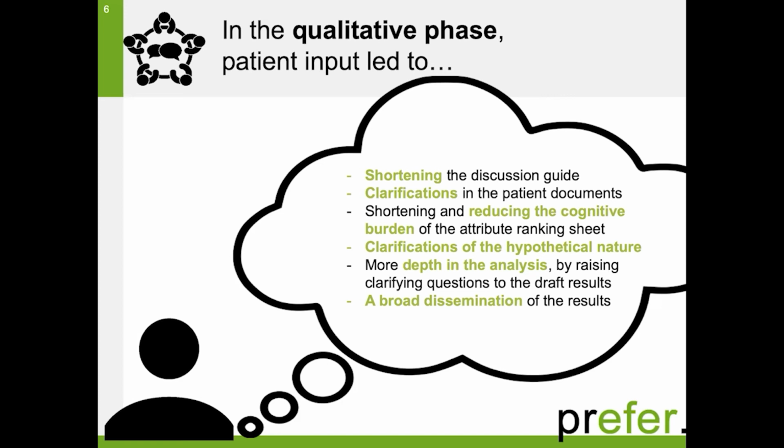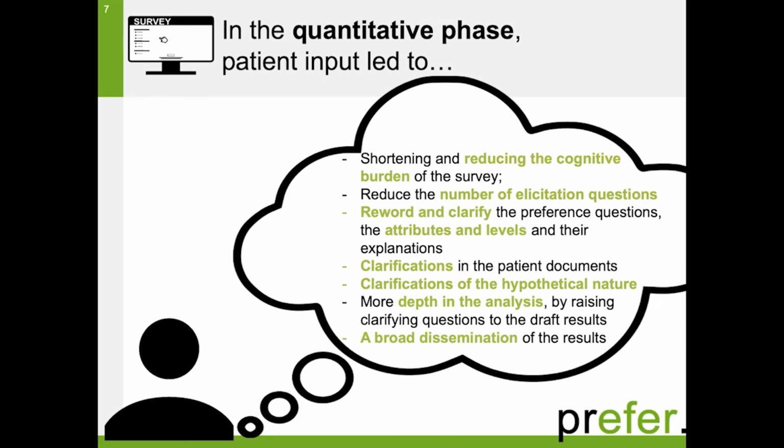The patient organization also was really key in the dissemination of the results. In fact, today we are presenting a poster at a conference, and this is totally led by a patient organization itself, which they drove in creating the poster. So also the involvement of patient organizations in the dissemination of preference study results is really key.